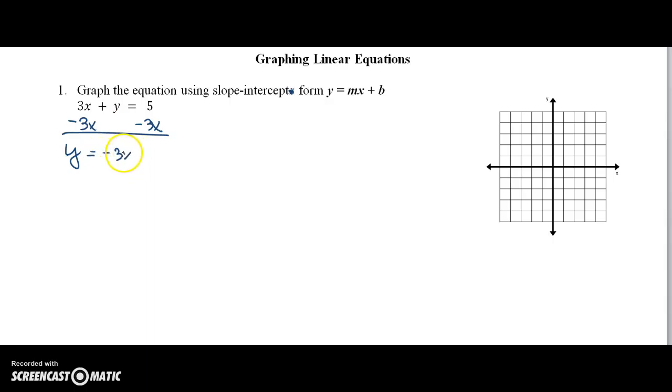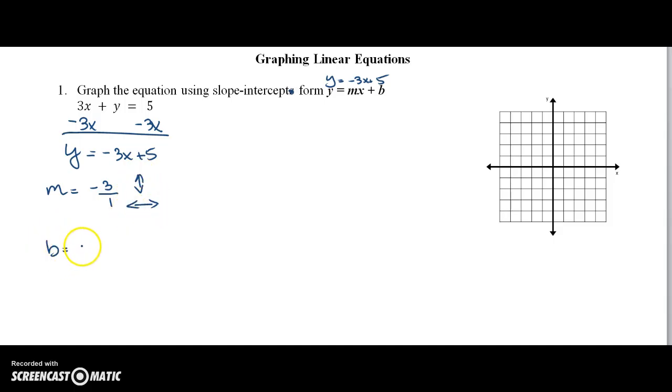negative 3x plus 5. Now this lines up with slope-intercept form. Y equals negative 3x plus 5. My slope, mx plus b, m, is negative 3. I'm going to write it as a fraction. The reason why we want a fraction is because my top number tells me to go up or down, and the bottom number tells me to go either right or left. It's your rise over your run.